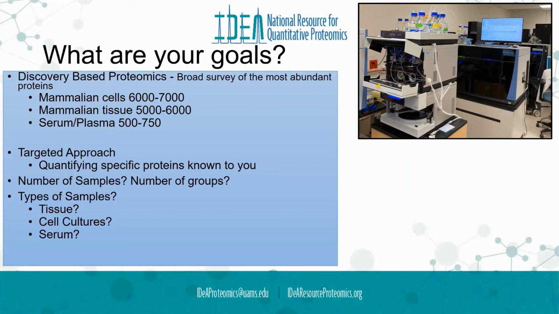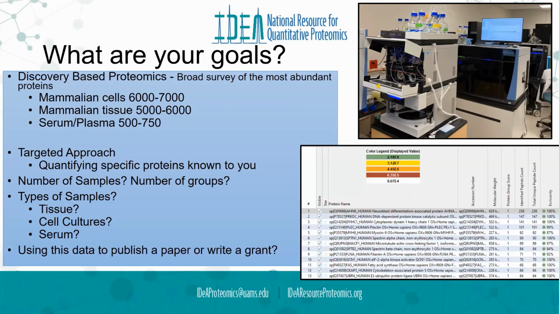Also, we're going to be interested in the types of samples that you're running. Are these tissue samples, cell cultures, or serum? And what organism are they from? Our grant is through the NIH, and we need to know when you use this data to publish a paper or to write a grant for our reporting.